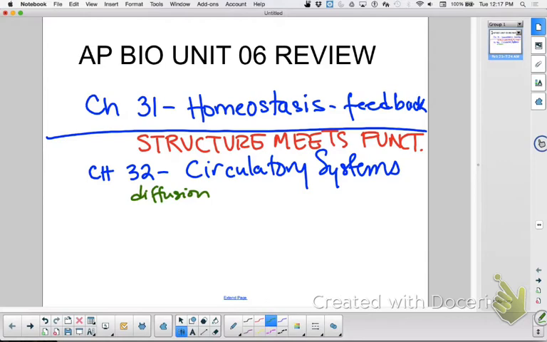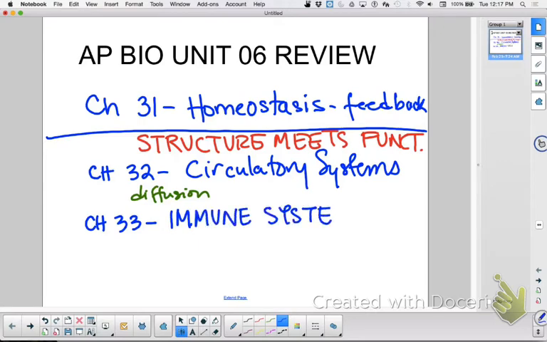All right, what was the other chapter that we had? Chapter 32, and then we had chapter 33. What was that? Immune, so we want to hit that hard, because that's a for sure, you have to know that one. Then what was the next chapter we did? Chapter 34, and what was that one about?